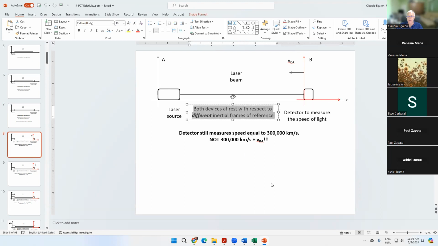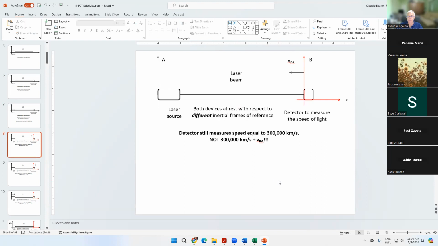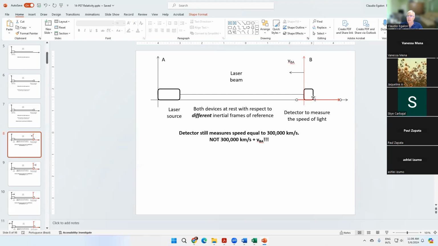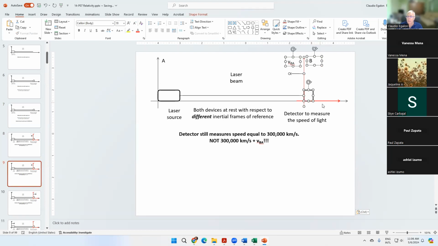Both devices are at rest with respect to different inertial frames of reference. The laser is at rest with respect to this referential frame. The detector is at rest with respect to this other referential frame. Notice that I put different colors, red here and black here. So I give an instant of time. The detector is here. A little bit later, the detector is going to be a little bit closer.